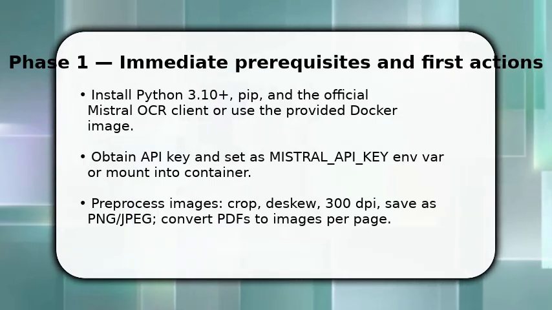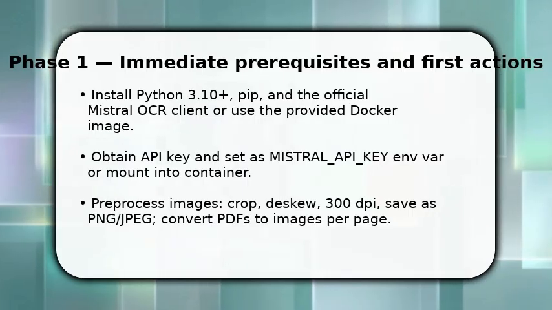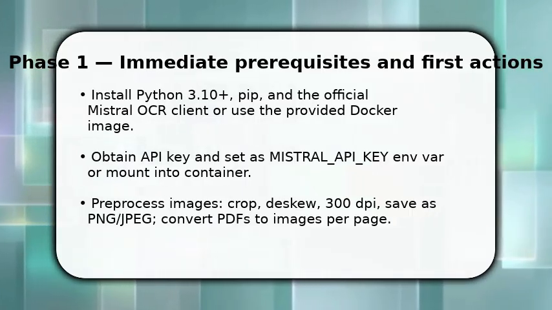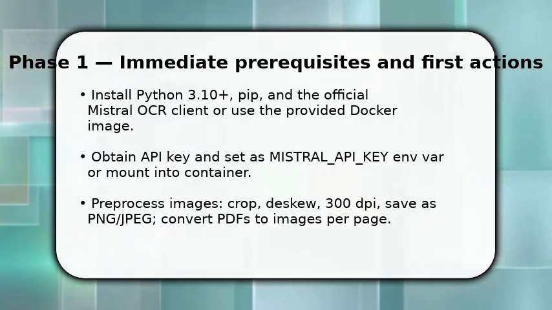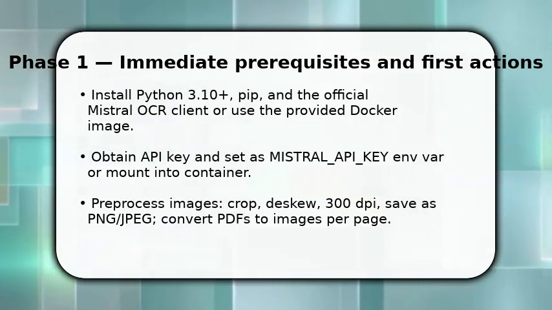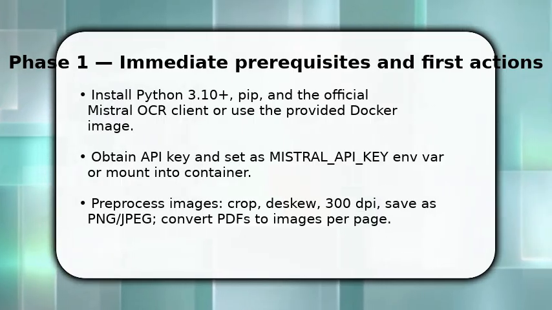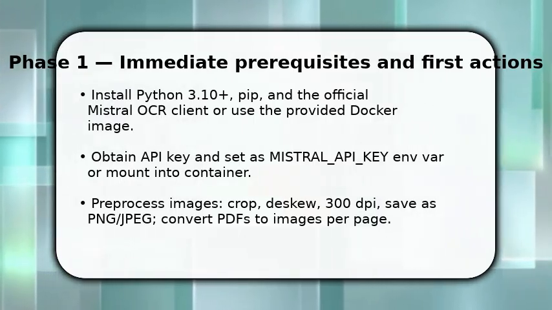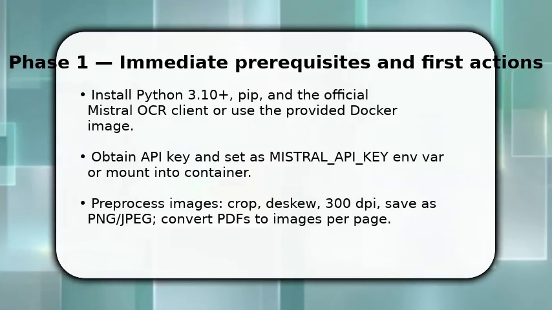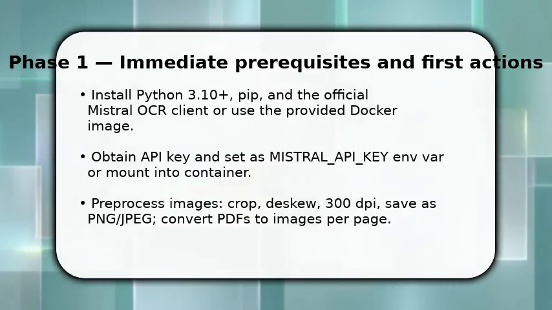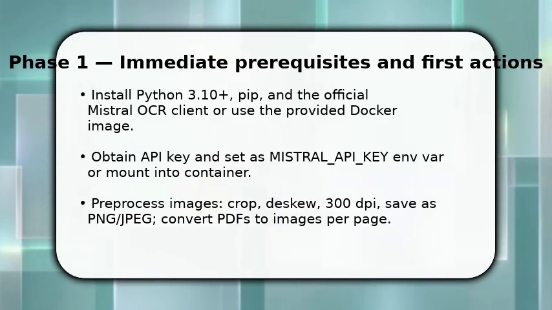You start by getting the environment ready. Install Python 3.10 or use the Docker image and set your Mistral API KEY as an environment variable. Once done, prepare sample inputs, convert PDFs to per-page PNGs, crop out margins, and aim for 300 dpi so the model sees sharp text. Make sure to trim color noise and save file names with clear page indices.